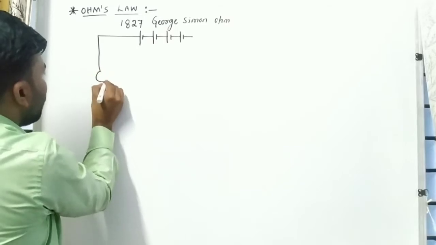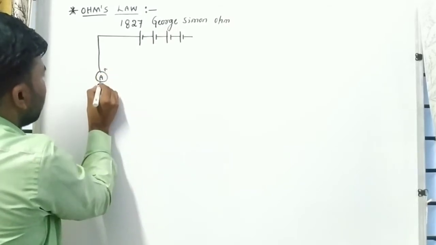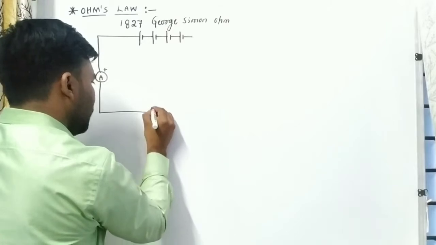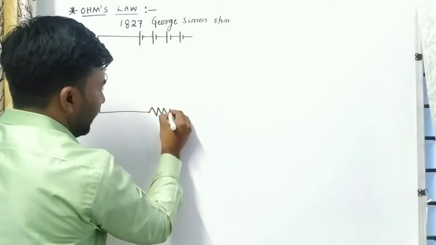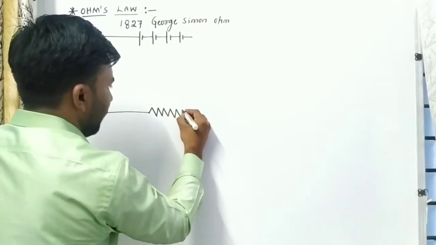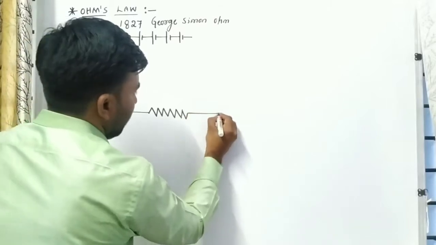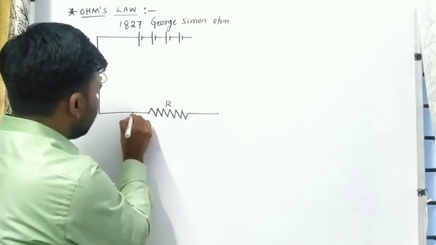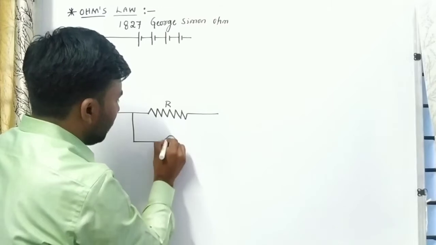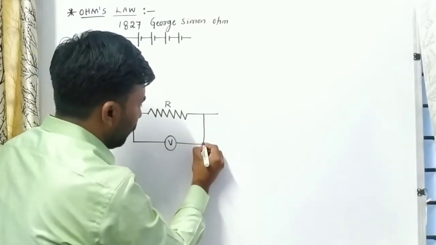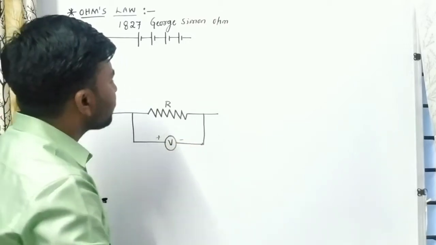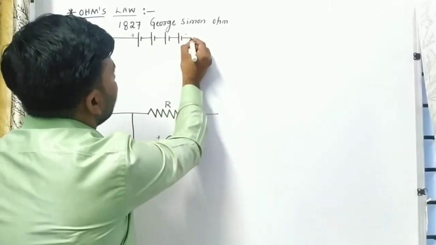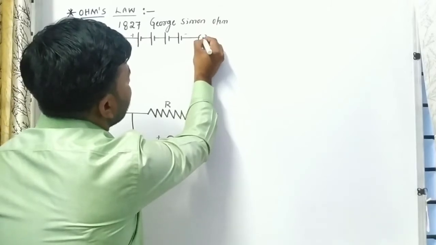connected with the ammeter, and this ammeter is connected to a conductor having the resistance R, and this resistor is connected with the voltmeter, and the negative terminal of the battery is connected to a plug key.